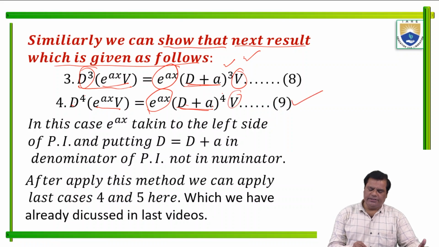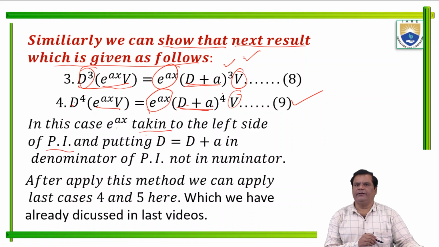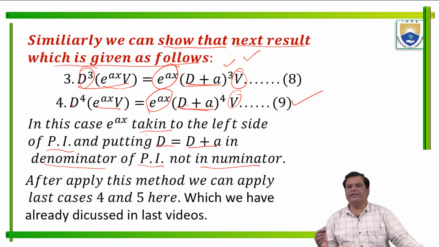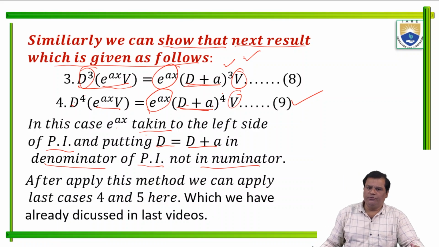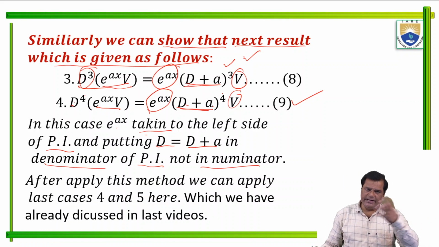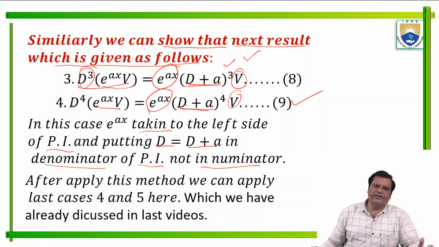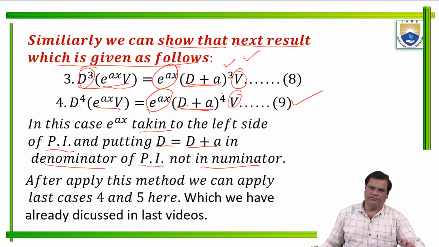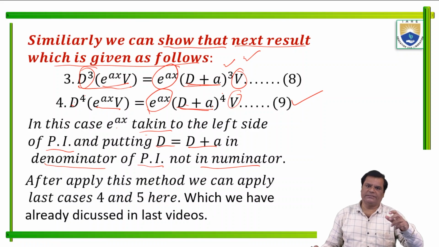In this case, e to the power ax is taken to the left side of the particular integral and we put D equal to D plus a in the denominator of PI. Not in the numerator, only in the denominator we put D equal to D plus a. V is taken on the right-hand side, the exponential function to the left side, and in the denominator of the particular integral we put D equal to D plus a. D squared equals (D plus a) whole squared. D cubed equals (D plus a) whole cubed.